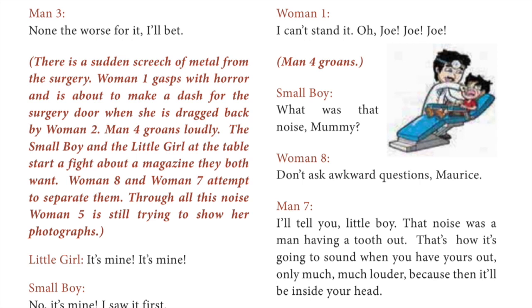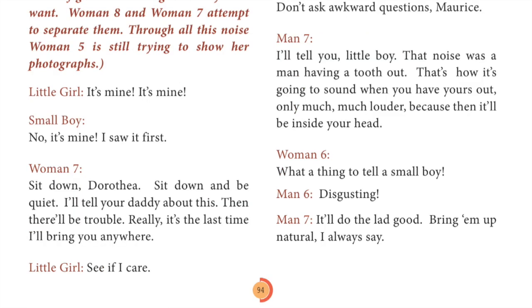Small boy: What was that noise, Mommy? Woman 8: Don't ask awkward questions. Man 7: I will tell you, little boy. That noise was a man having a tooth out. That's how it is going to sound when you have yours out. Only much louder, because then it will be inside your head. Woman 6: What a thing to tell a small boy. Man 6: Disgusting. It will do the lad good. Bring him up natural, I always say.